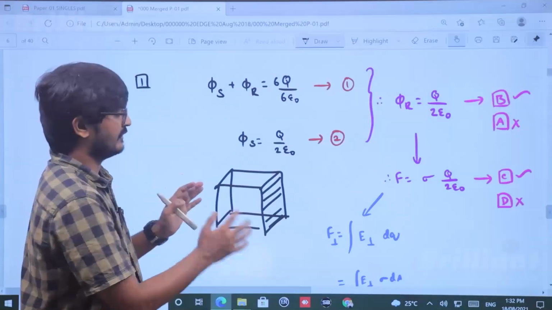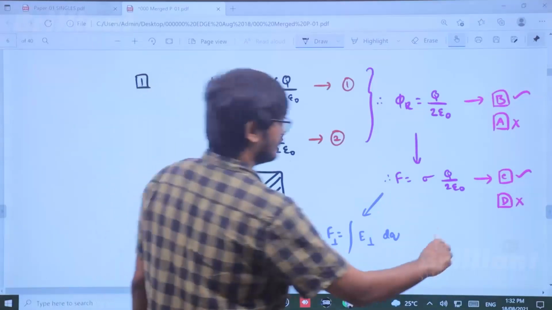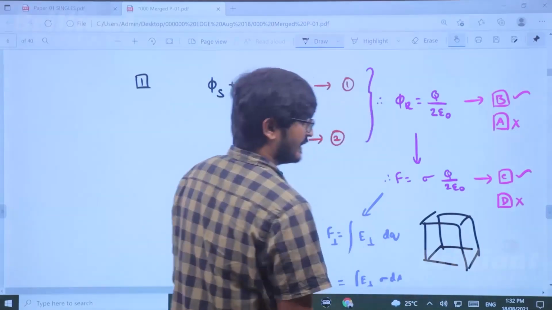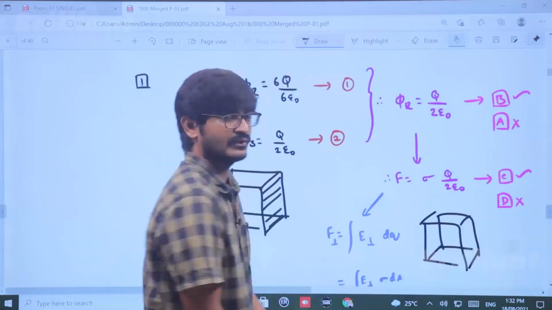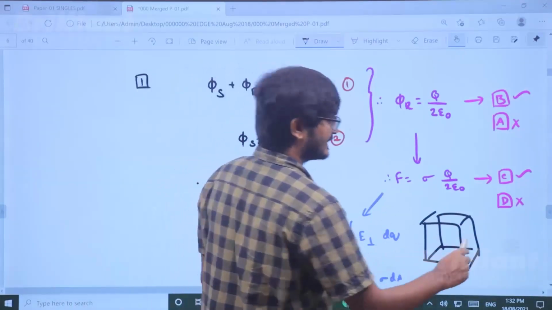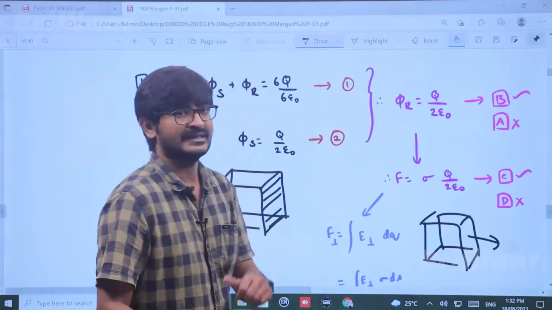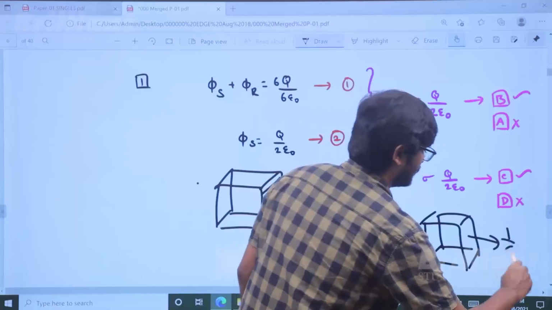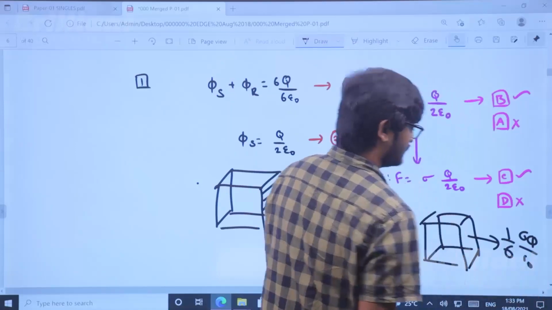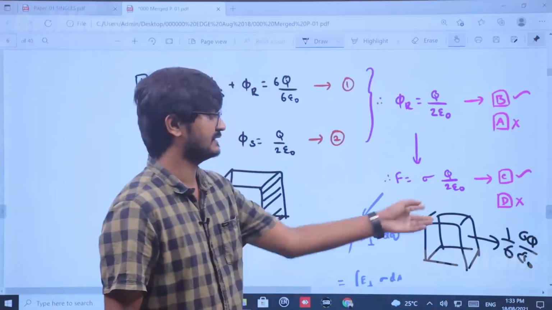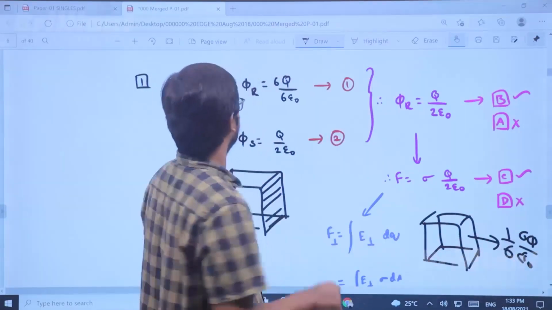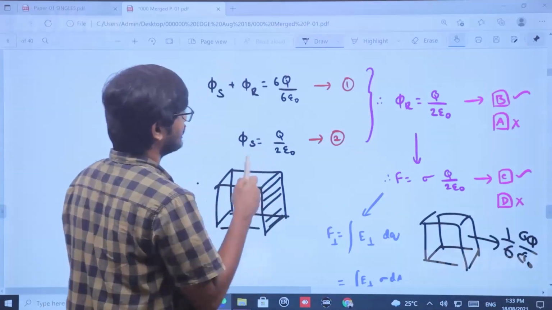Now if I take the full cube, with 6 faces, and I try to find the flux coming out of this face, by symmetry you can say the flux coming out of this face will be 1/6 of the total flux. Total flux is how much? Total charge by epsilon naught, right? Total charge is 6q. Each face is having q. So what is the flux coming out of one face? It is q by epsilon naught.